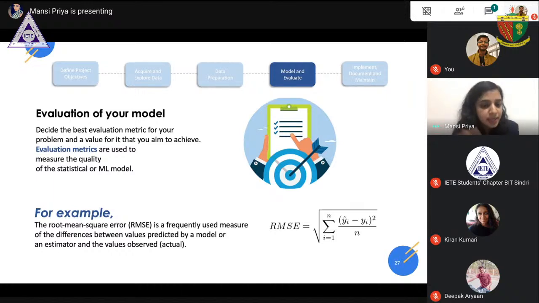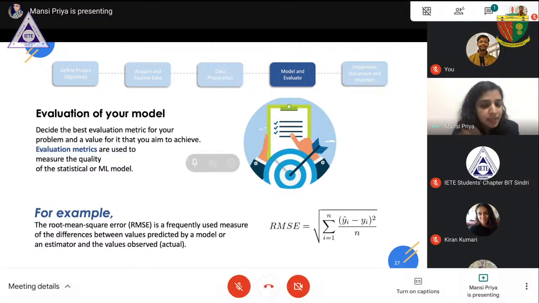So RMSE is nothing but the differences between the values predicted by a model or an estimator and the values that are being observed. On the right, you can see the formula of RMSE, where y cap is the predicted value and yi is the actual value. Using this formula, you will be able to calculate your RMSE value. This is just one example of the various kinds of evaluation metrics present, which are able to judge whether your model was good enough or not.